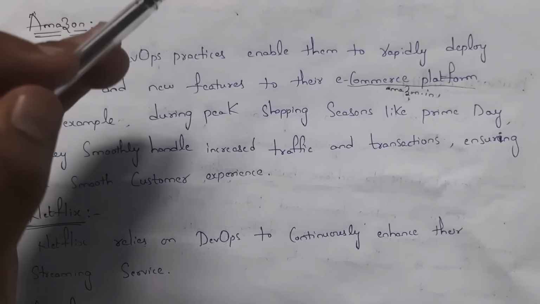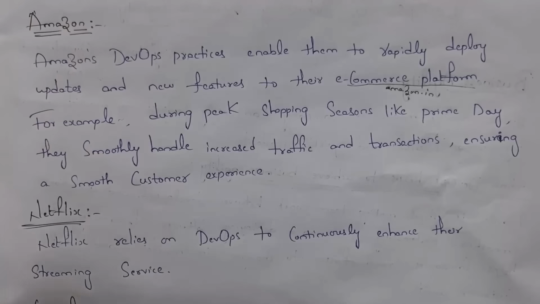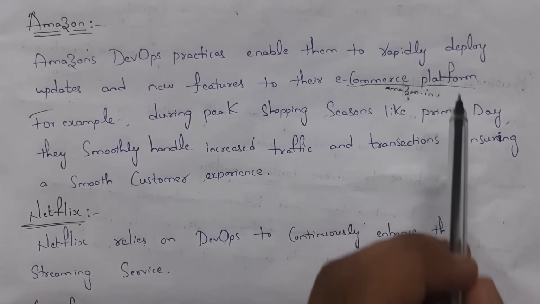These are various kinds of companies that are using DevOps in order to achieve business agility. And the first company is Amazon. As we know, in Amazon daily they will launch various kinds of products. Guys, e-commerce platforms are nothing but online shopping sites.